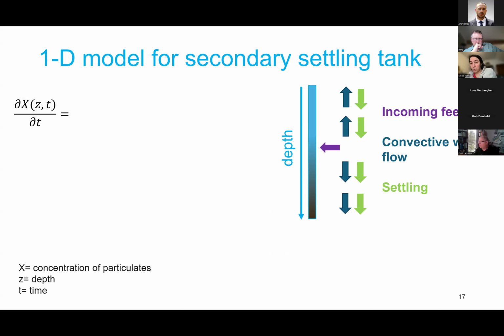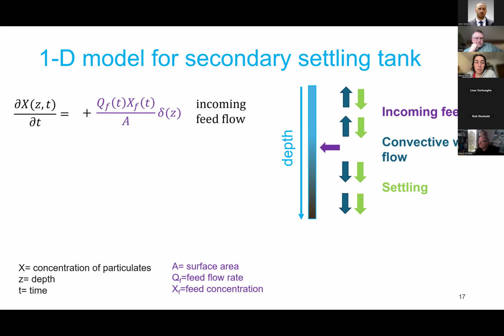So if we want to know how our concentration changes with time, we include our different processes in this equation. So we have feed flow coming in, with a certain flow rate QF. Feed flow rates coming in, QF, at a certain concentration XF. And you see that we used A as the surface area of the clarifier, and then this delta Dirac just means that it comes in at a very specific height. So that it's a point source into your settler.